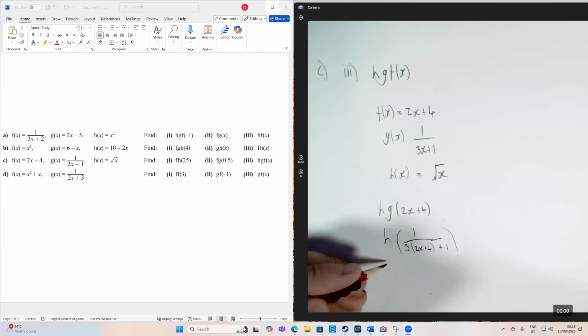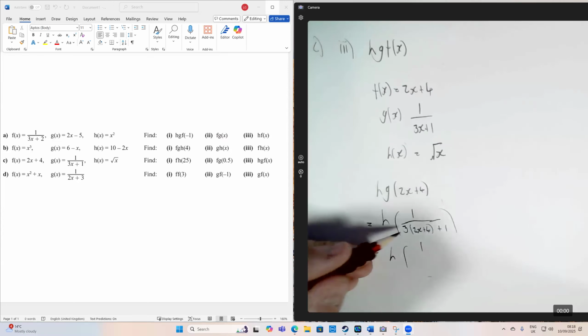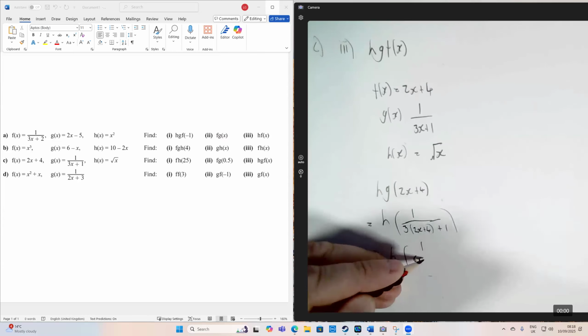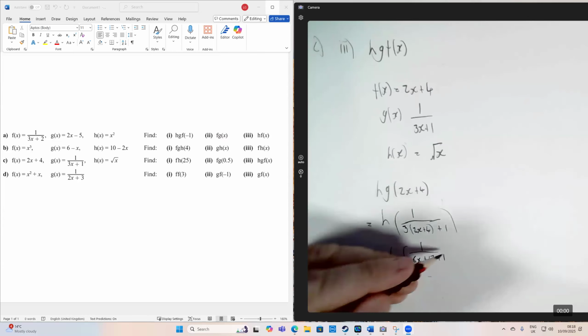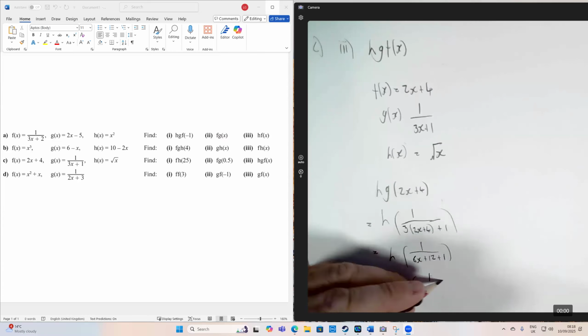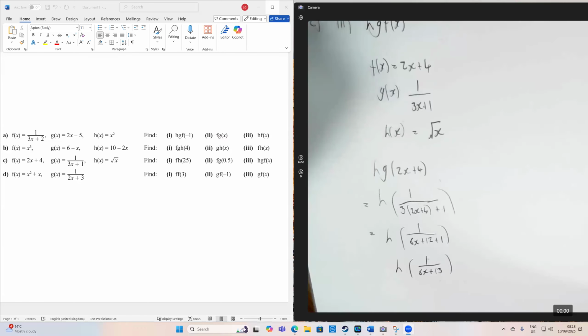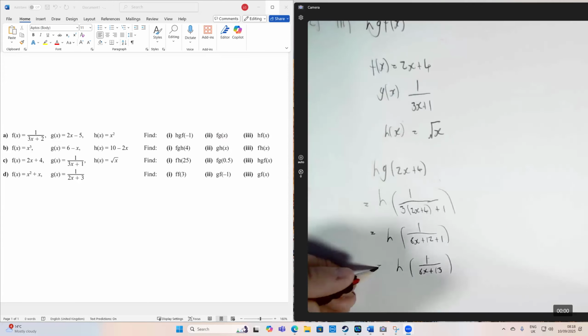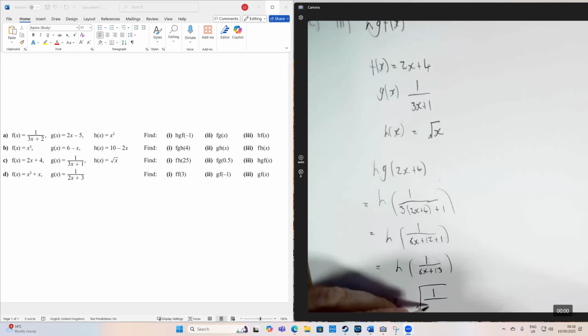So we just need to work out what that is. That is going to be 1 over 3 times 2x, which is 6x, plus 12, plus 1. 3 times 4 is 12, and then plus 1. So we've got to work out h of 1 over 6x plus 13. Now, finally, what is our h of x? We've gone all the way down the chain, and h of x is root x. This, remember, is our new x. So we want the square root of 1 over 6x add 13.